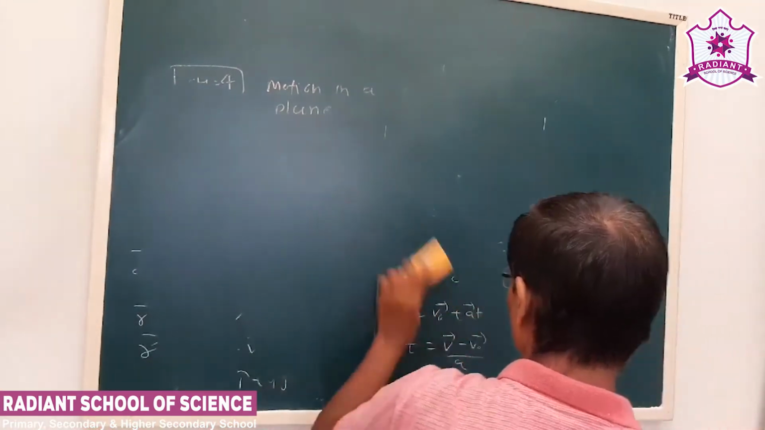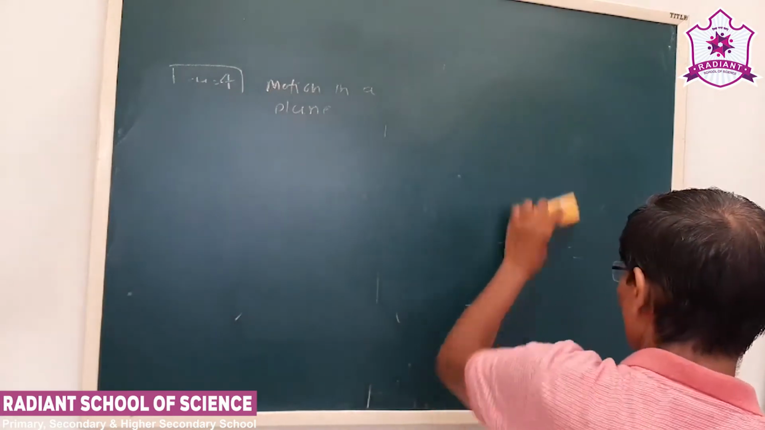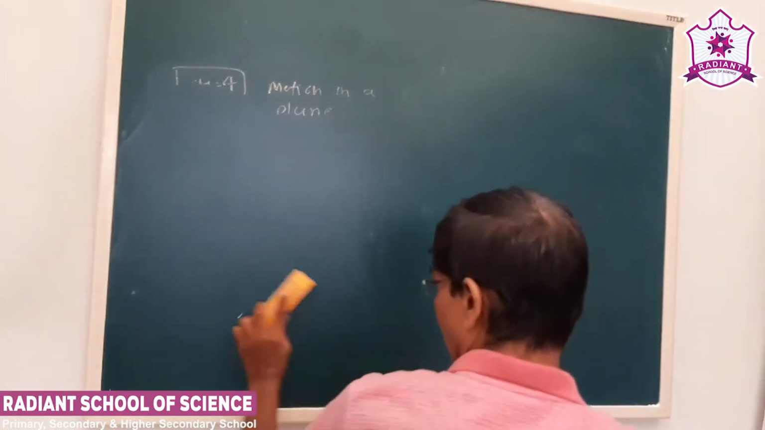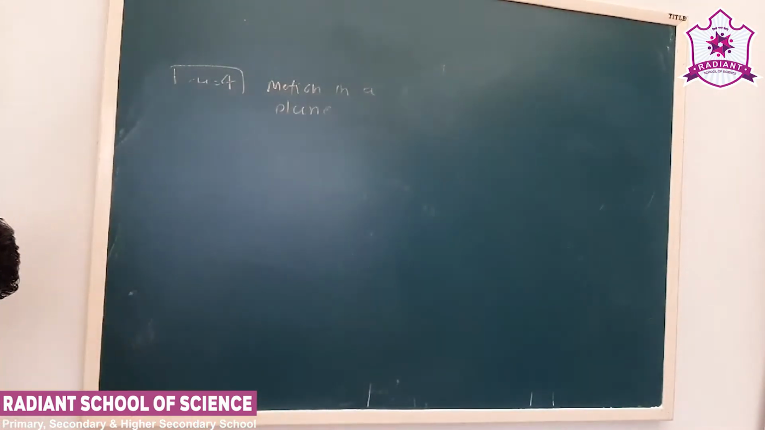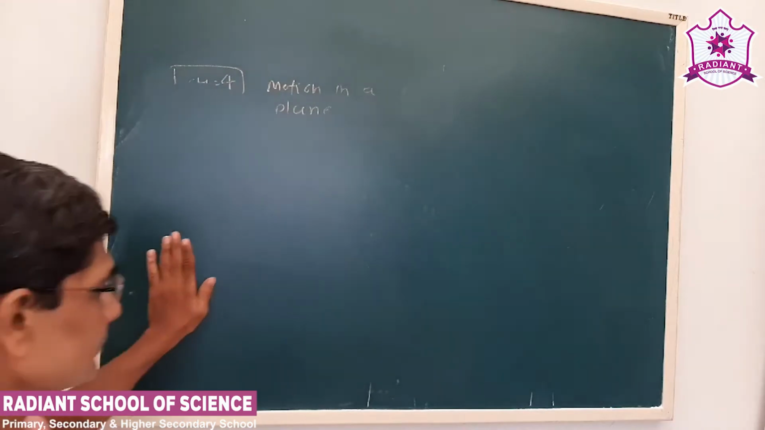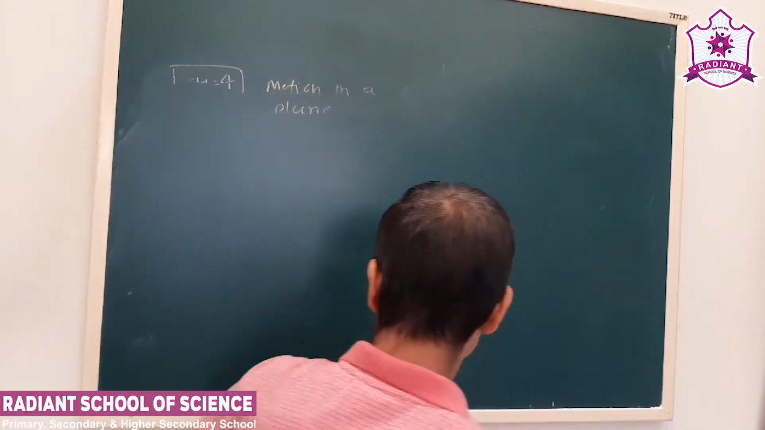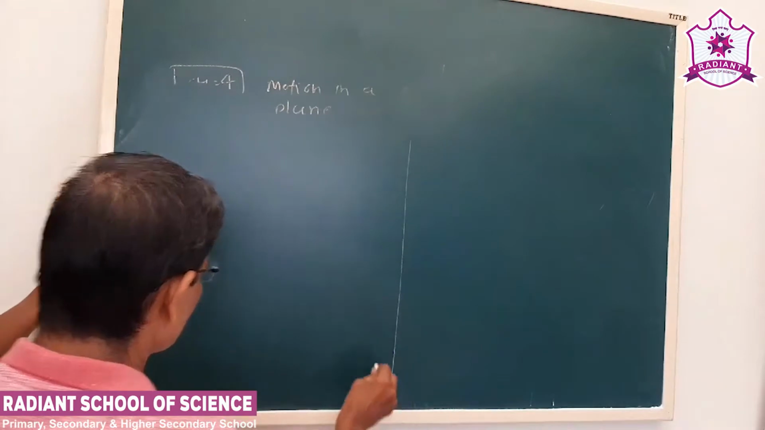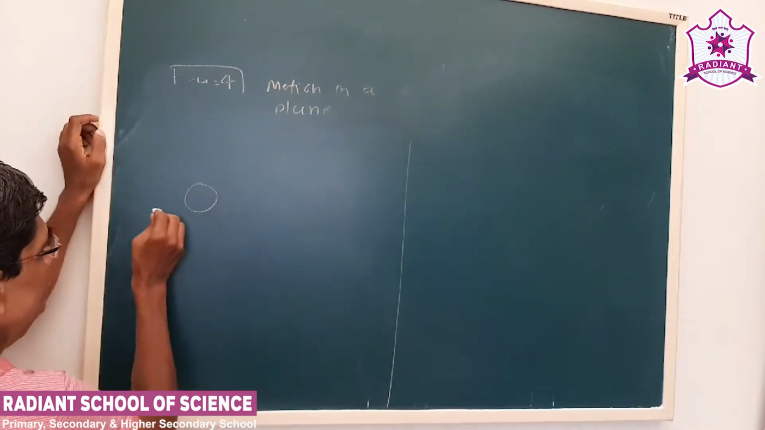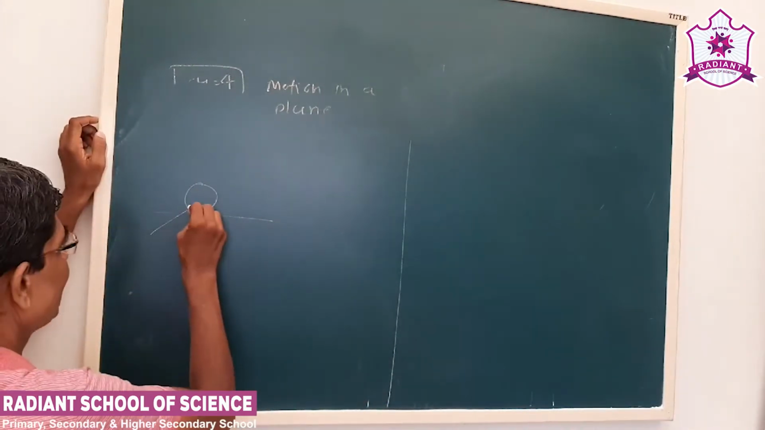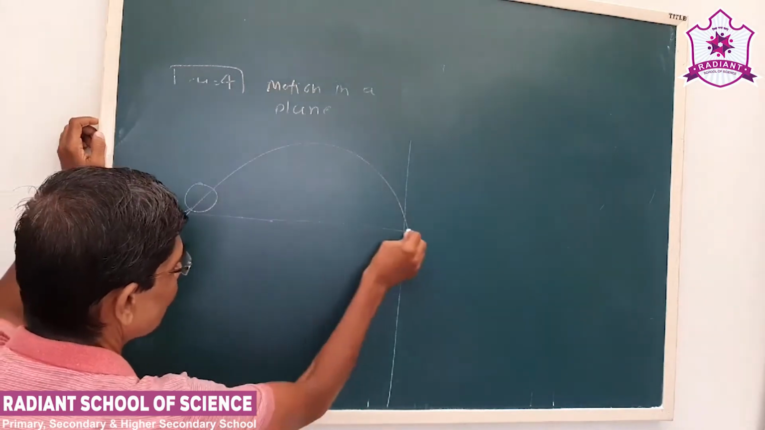Now our next theory is projectile motion. What is projectile motion? Suppose a football is lying and you give it a kick, so it moves like this.